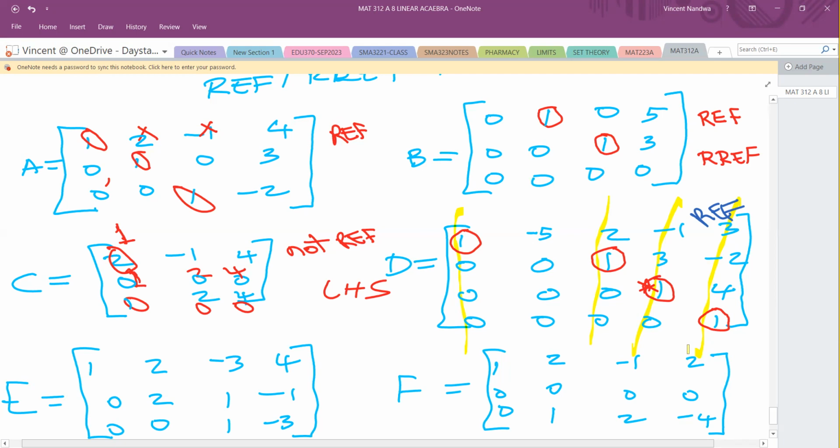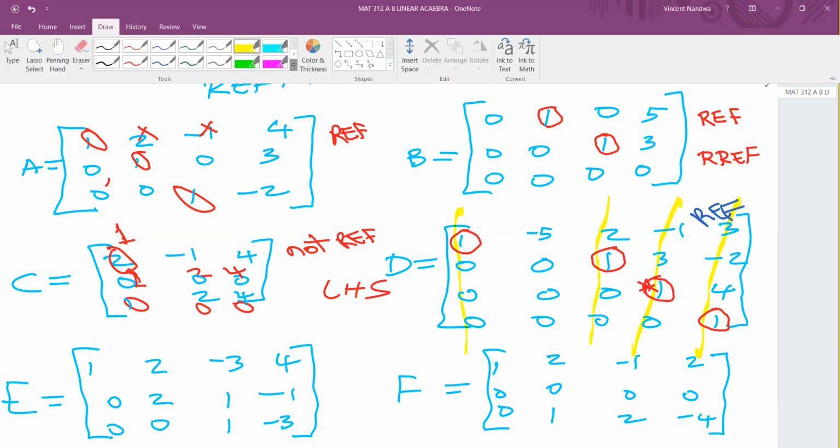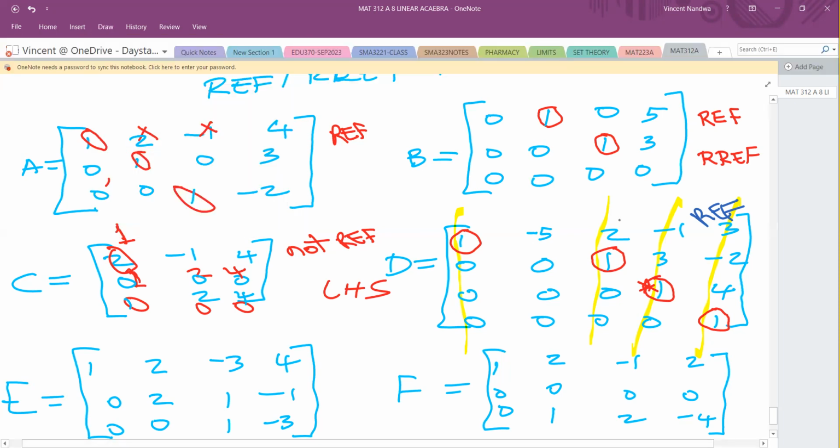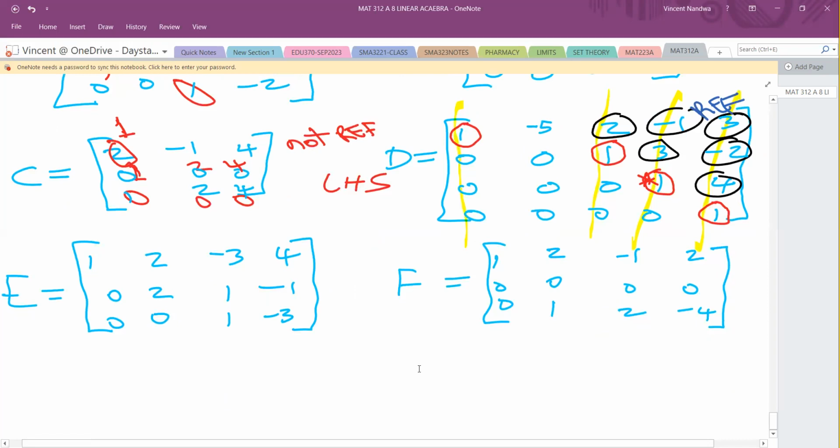Yeah, this is not in reduced row echelon form. Remember, 2 is not 0 at this point here. There's a problem here with 2, and a problem here with -1, 3. So these are the places that should have zeros. Why? What makes it not to be in reduced row echelon form?